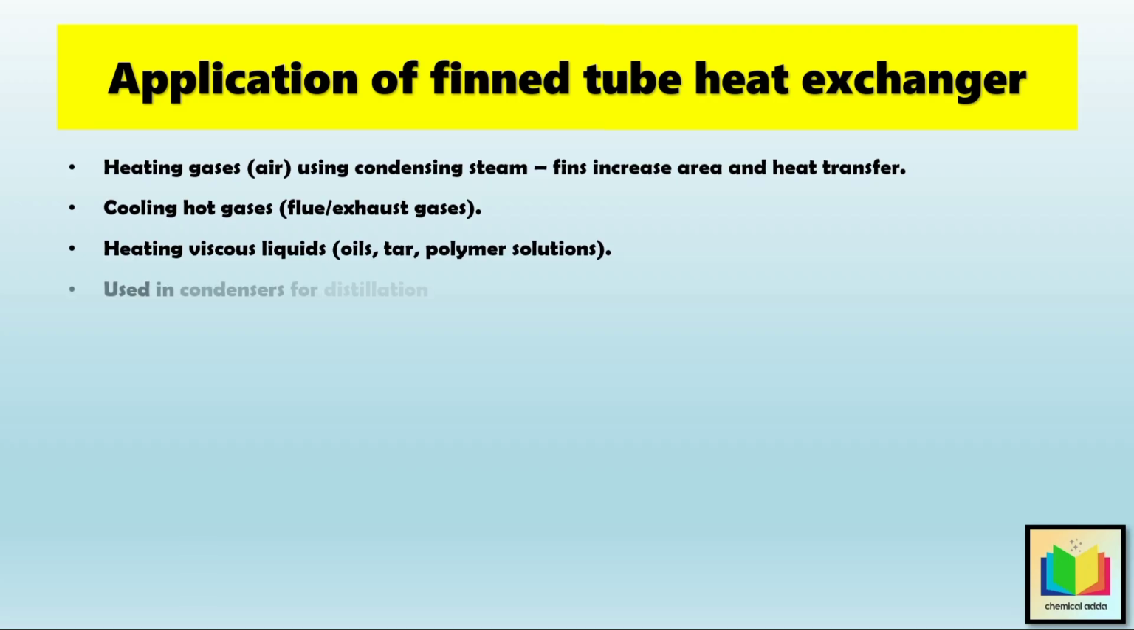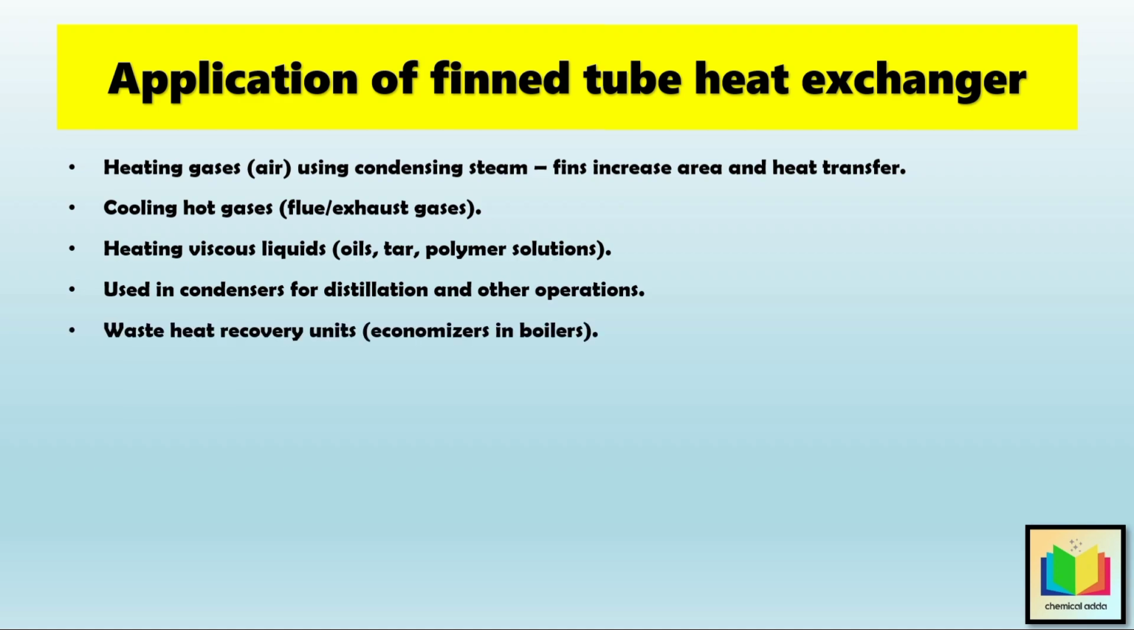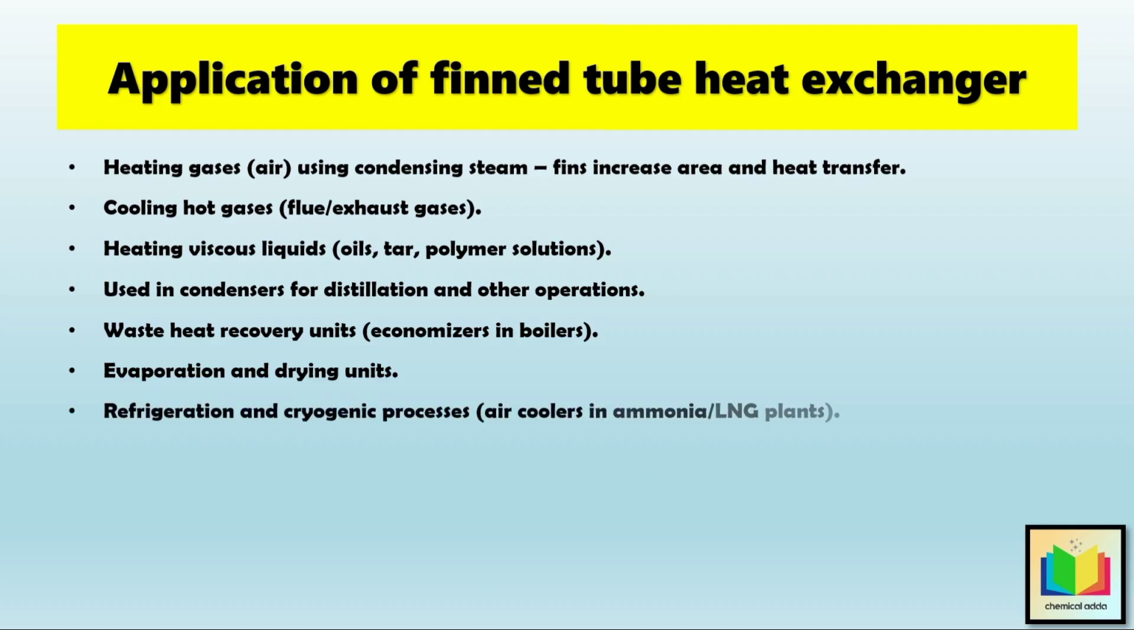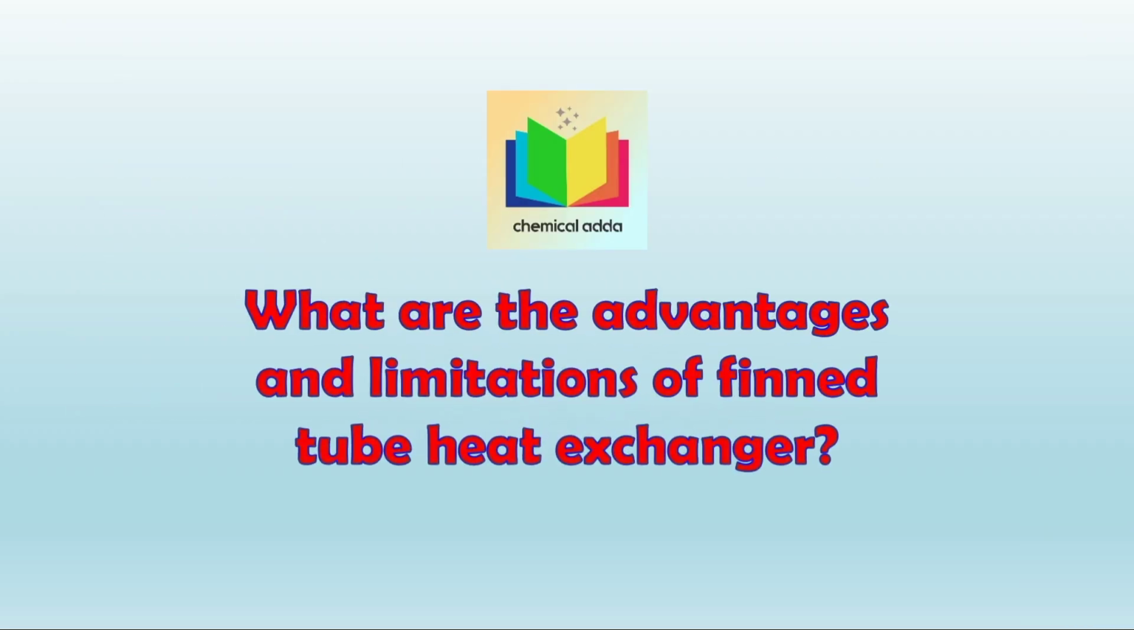Fourth is, fin tubes are used in condensers for distillation and other chemical operations, where steam condenses outside the tubes to heat another process stream. Fifth is, they are essential in waste heat recovery units, like economizers in boilers, where heat from hot gases is recovered to preheat water or air. Sixth is, they find applications in evaporation and drying units, where heat must be supplied efficiently for vaporization or drying processes. And finally, they are used in refrigeration and cryogenic processes, for example, in air coolers for ammonia or LNG plants. Now let's understand, what are the advantages and limitations of fin tube heat exchanger?